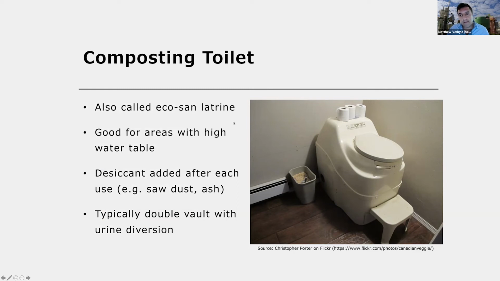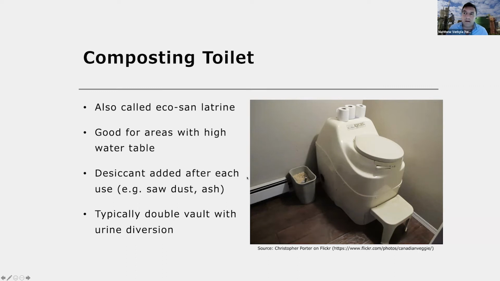Another type of sanitation facility that is used in some places in the world, which is waterless and is a form of on-site sanitation, is the composting toilet. It's also known as the eco-san latrine. This is a good solution in some areas that may have high water tables. Instead of using water, a desiccant is added after each use, such as sawdust or ash. And this helps with drying out the material inside the toilet, and also in some cases may also help with the composting process. Typically, a double vault system would be used with urine diversion.